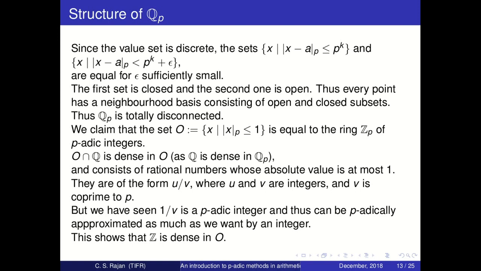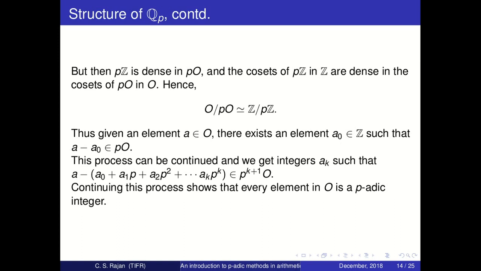So I have shown that for the set of elements whose absolute value is less than or equal to 1, the set of integers is actually dense. That means they can be approximated by integers up to the p-adic distance, which is divisibility by p. It is not the usual distance, it is divisibility by p. But then, Z is dense in O, so pZ is dense in pO. And the cosets of pZ in Z are dense in the cosets of pO in O. But then what do you get? You will get that O mod pO is isomorphic to Z mod pZ. The number of cosets of pZ in Z is Z mod pZ, and O mod pO is the same.